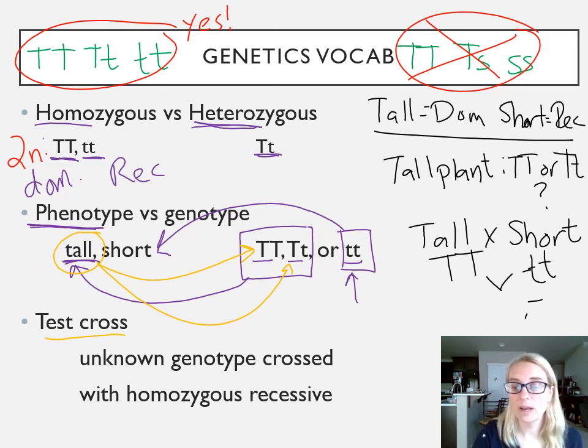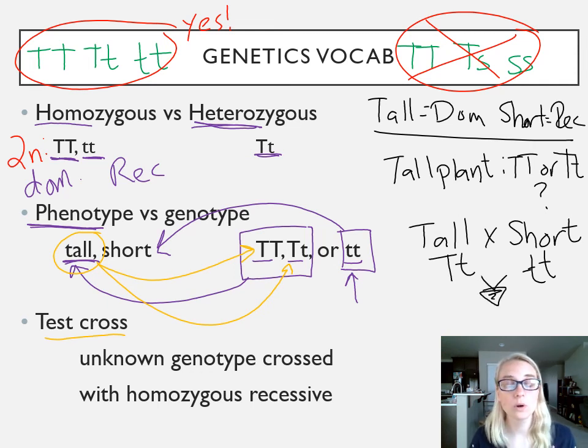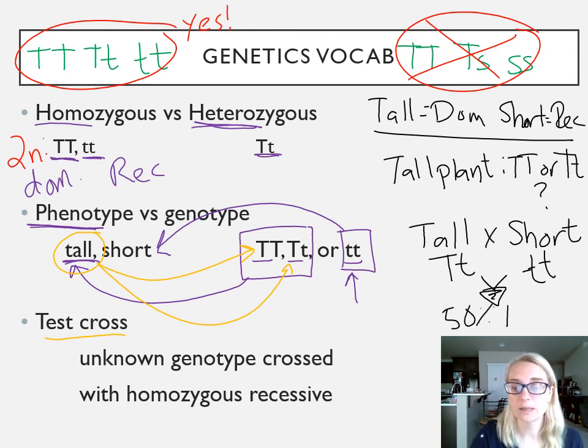But what if it was this one, big T, little t, and we had those cross? Would 100% of those offspring be tall? No, because there would be a possibility that some of the offspring would be big T, little t, and little t, little t. So you would end up with 50% of this and 50% of this.